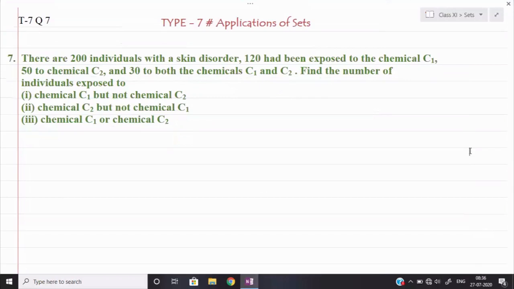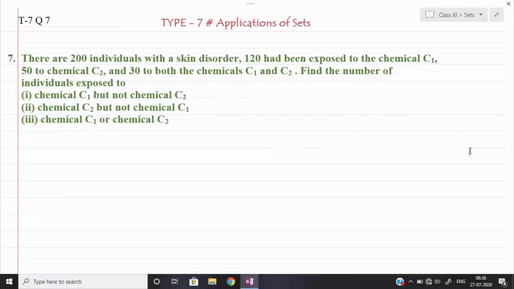Today we are going to start from question number 7. Last time we finished till question number 6, and now we are starting from the 7th question. This is the second part of the application of sets. There will be one more part to finish the application. So let us see the 7th question now.